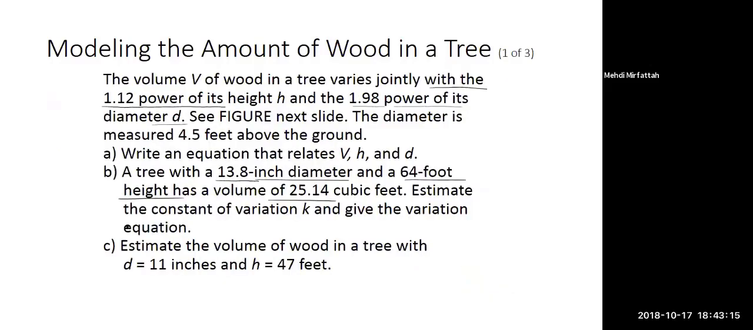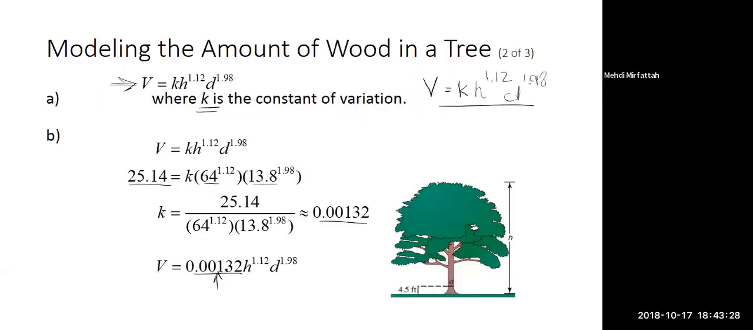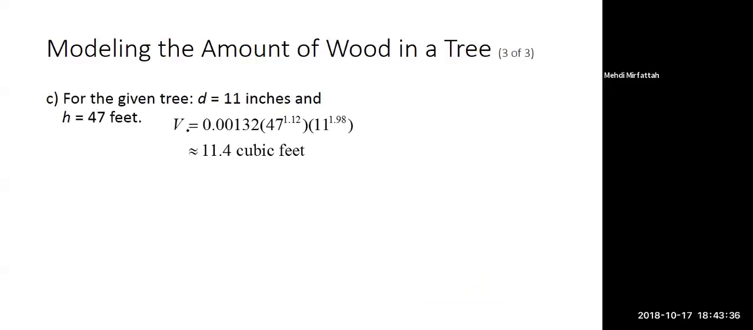So in this example, they're giving you the scenario. They want you to estimate the volume of the wood in the tree. They're giving you D is 11 and H is 47. So if I know D and I know H, I can solve for V, and that's exactly what we're going to do. I can solve for V when these two values are given to me. So for that condition, if D is equal to 11 and H is equal to 47, the volume must be about 11.4 cubic feet.